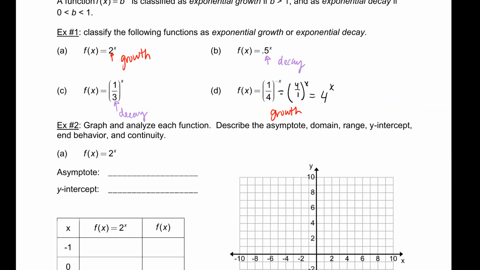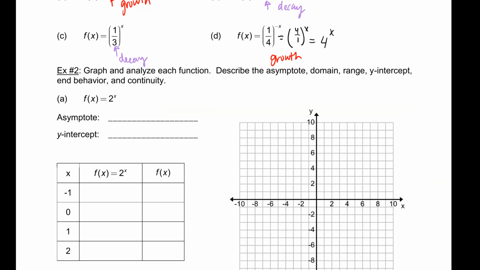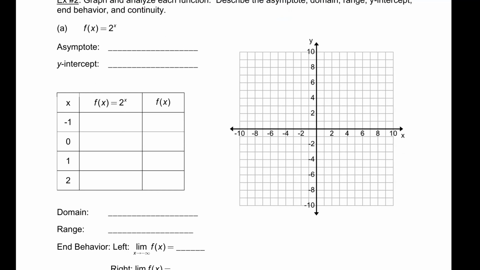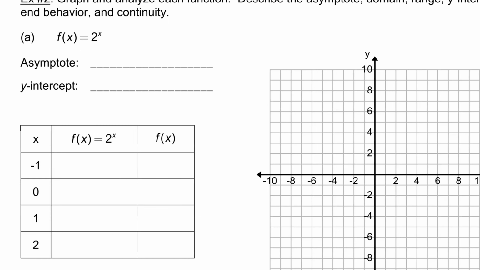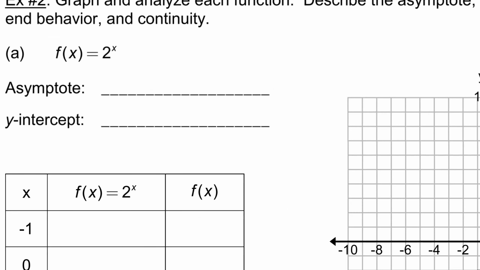Perfect. So now we want to graph and analyze each function. Describe the asymptote, range, y-intercept, and behavior continuity. Okay, so 2 to the x power. Our asymptote is going to be at y equals 0 because I'm not moving it up or down. If I added 1 here, my whole graph would shift up by 1, including my asymptote. So our asymptote is the x-axis. So the line would be y equals 0.